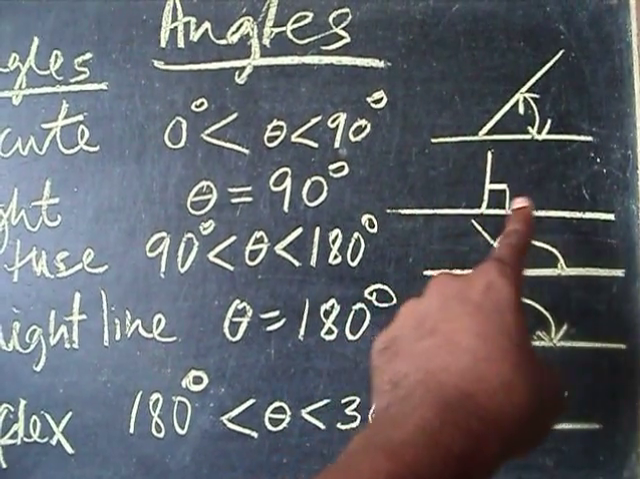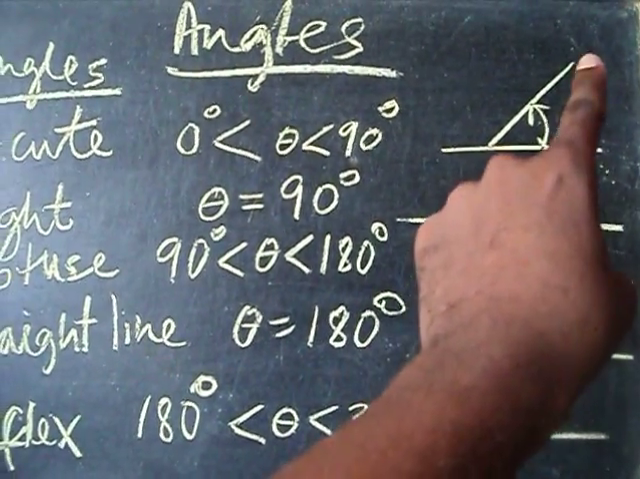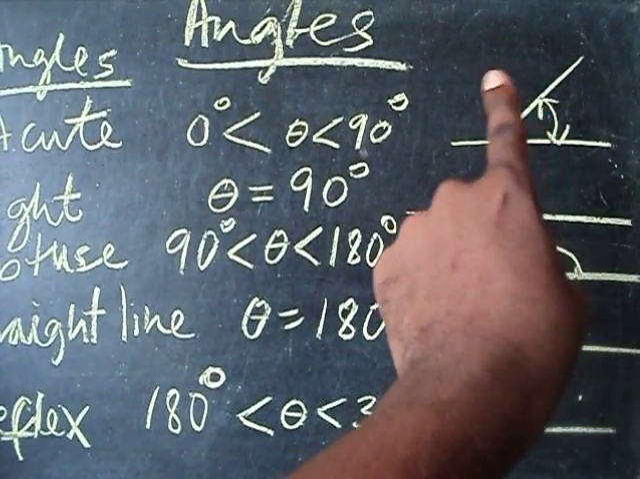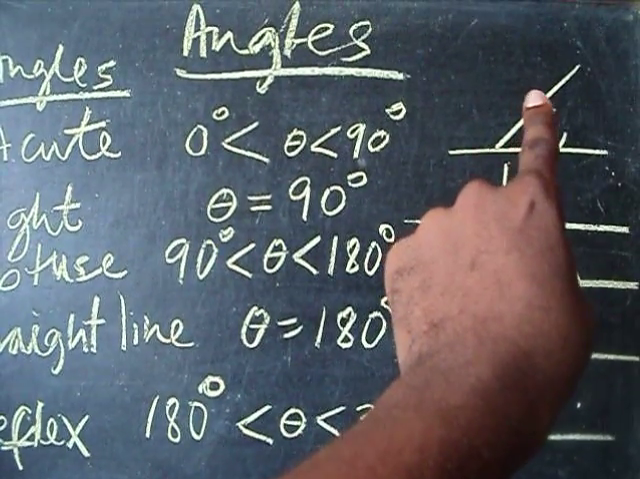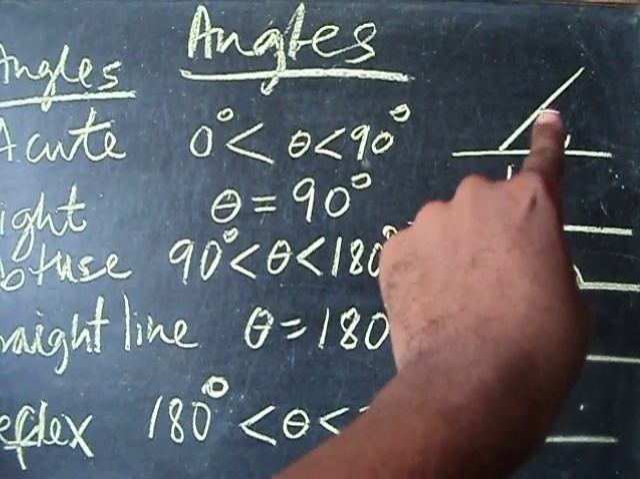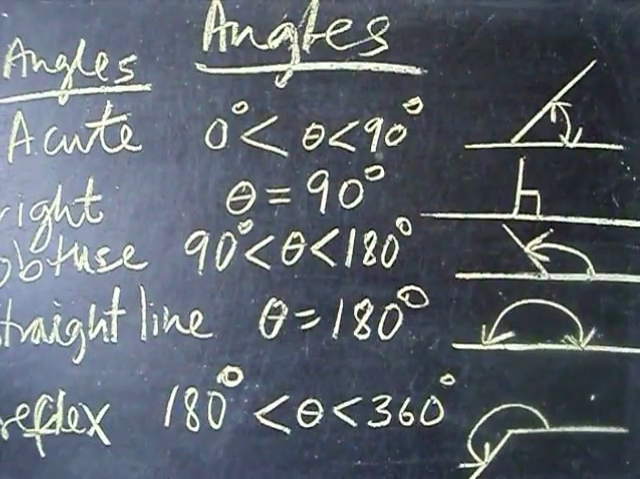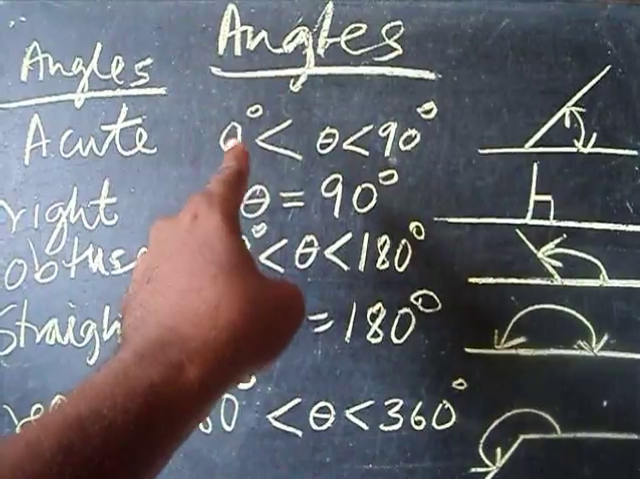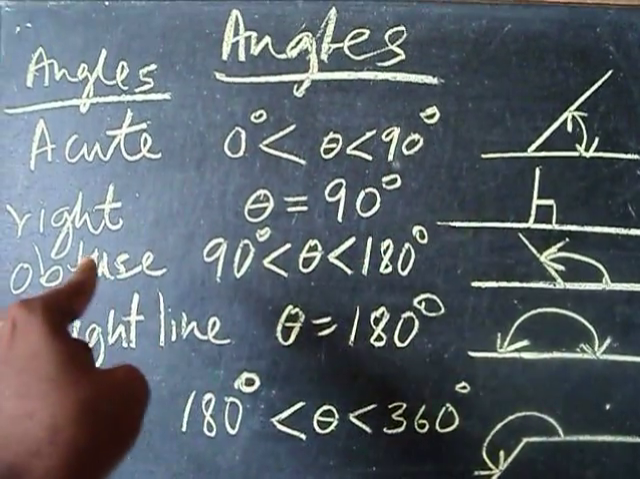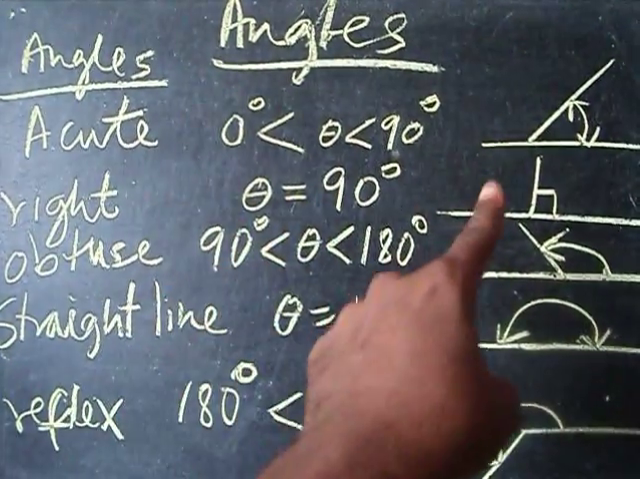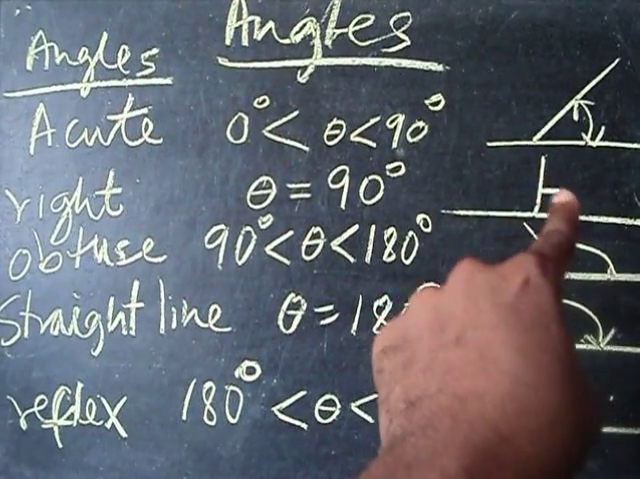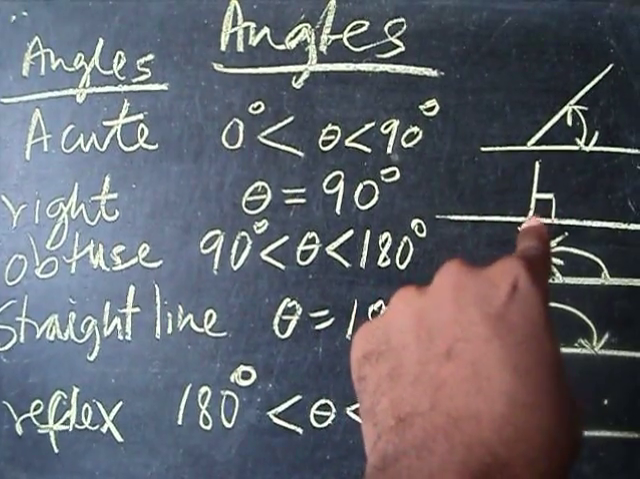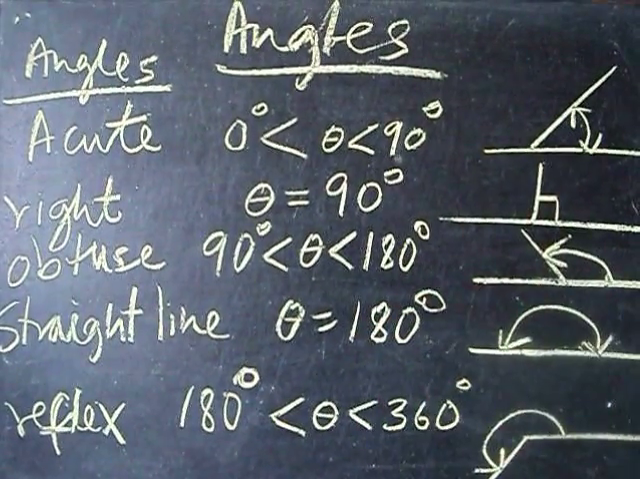Equal to 90 degrees, right angle. Anything less than 90 degrees and more than 0 degrees, you have the acute. Very important. So you have the acute, which is between 0 and 90 degrees. Then you have the right angle, which is 90 degrees. We have the box here 90 degrees, go down 90 degrees, go here 90 degrees, and so on.